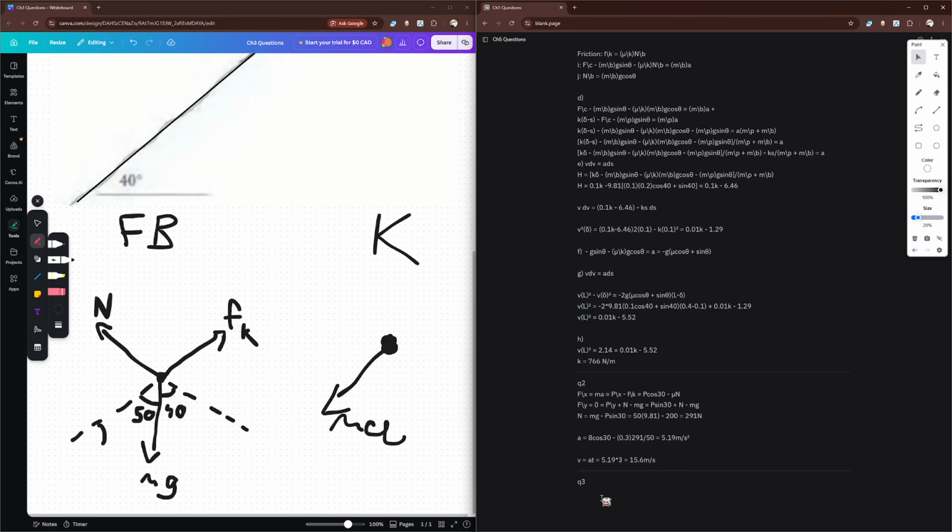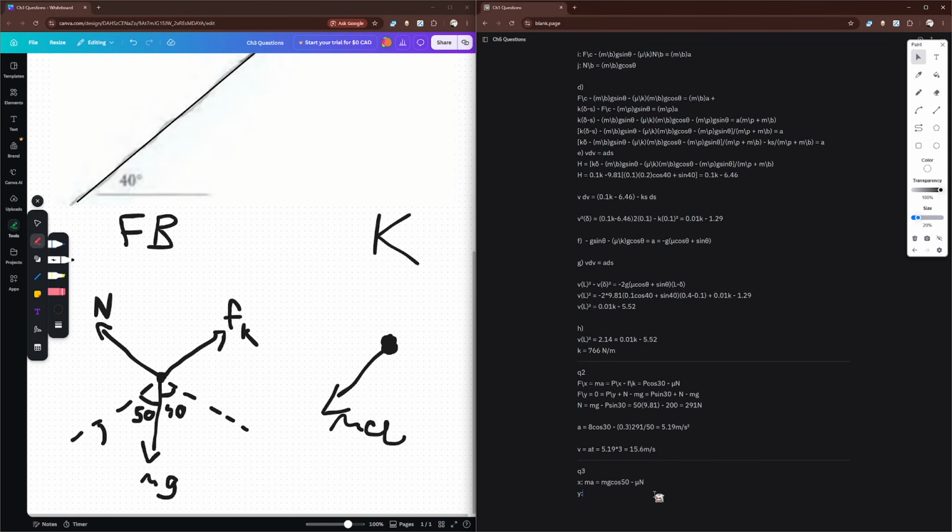So, in the x direction, our forces are, we have an acceleration, which we've said, ma is equal to, now we have fk, so that's just going to be mu n. This is negative, by the way. So we have mg cosine 50 minus mu n. Now, here's an issue. We don't have mass, right? How are we supposed to solve this?